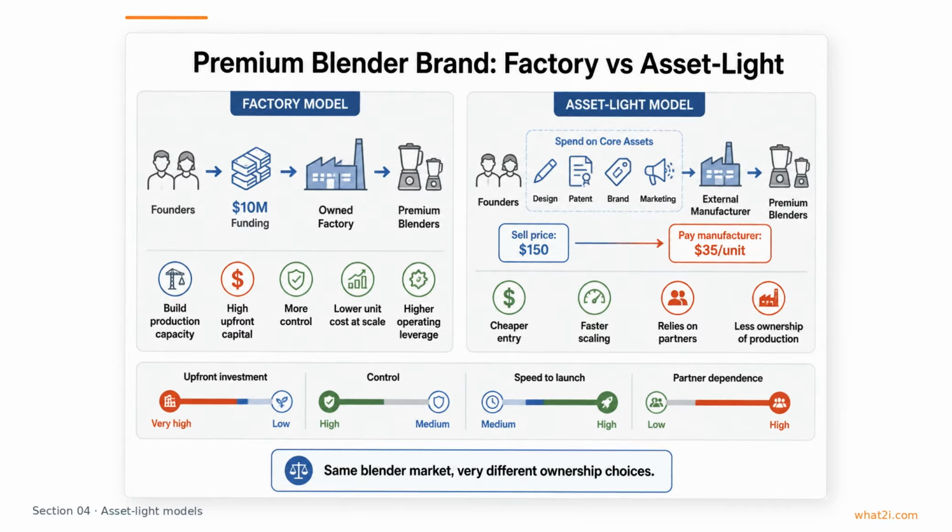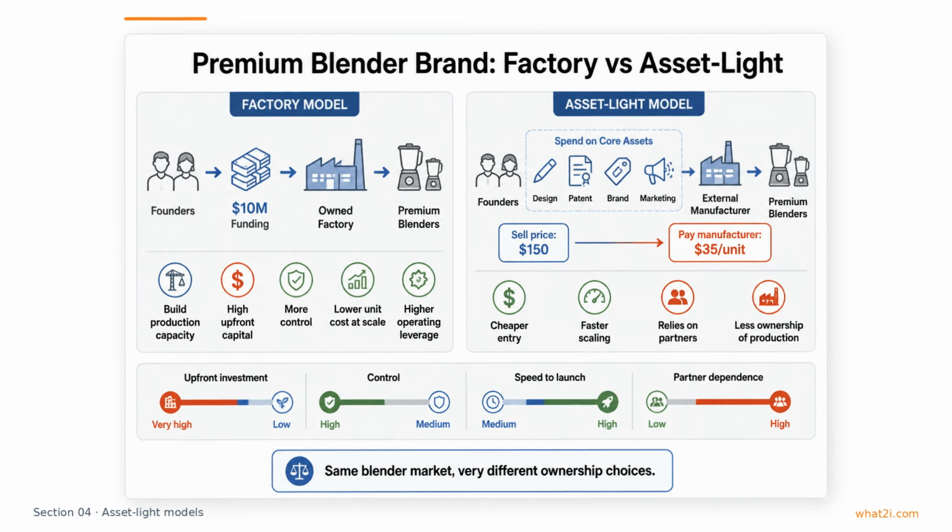One team raises $10 million and builds factory capacity, which creates high upfront cost, but offers more direct control and potentially better unit economics at scale. Another team spends only about $500,000 on design, patents, branding, and marketing, then pays an outside manufacturer $35 per unit while selling the blender for $150.